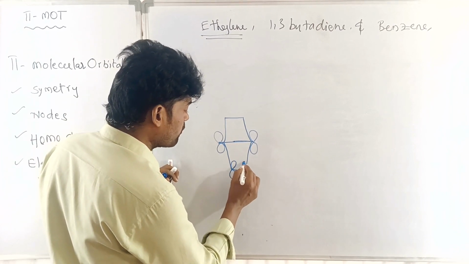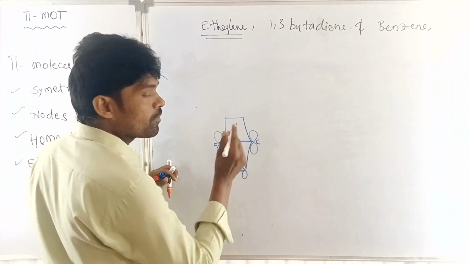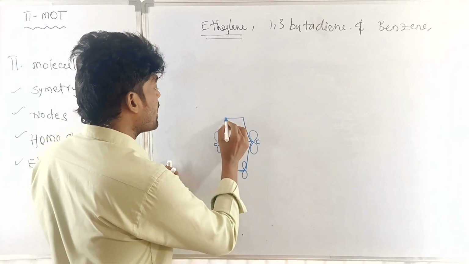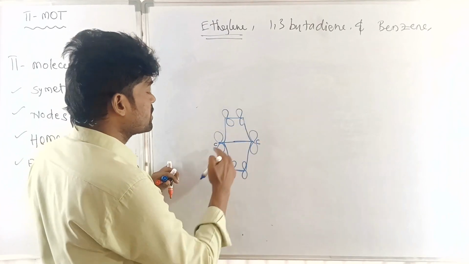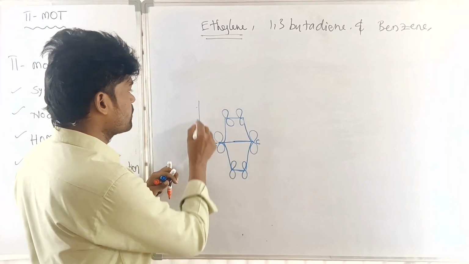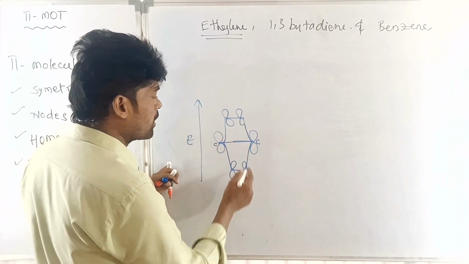The two molecular orbitals will be: one is bonding, which has lower energy than the atomic orbital, right? The other one is anti-bonding, which is higher energy when compared to atomic orbitals. Clear? Which is higher energy than atomic orbitals.